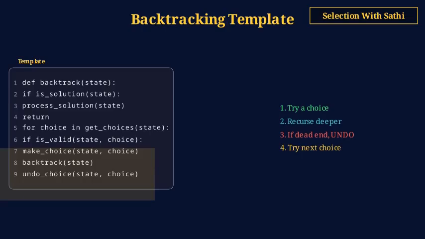Line 7. Make the choice, modifying the current state. Line 8. Recurse deeper with the updated state. Line 9. Undo the choice. This is the backtracking step. We restore the state so the next choice starts fresh. This three-step pattern applies to every backtracking problem.